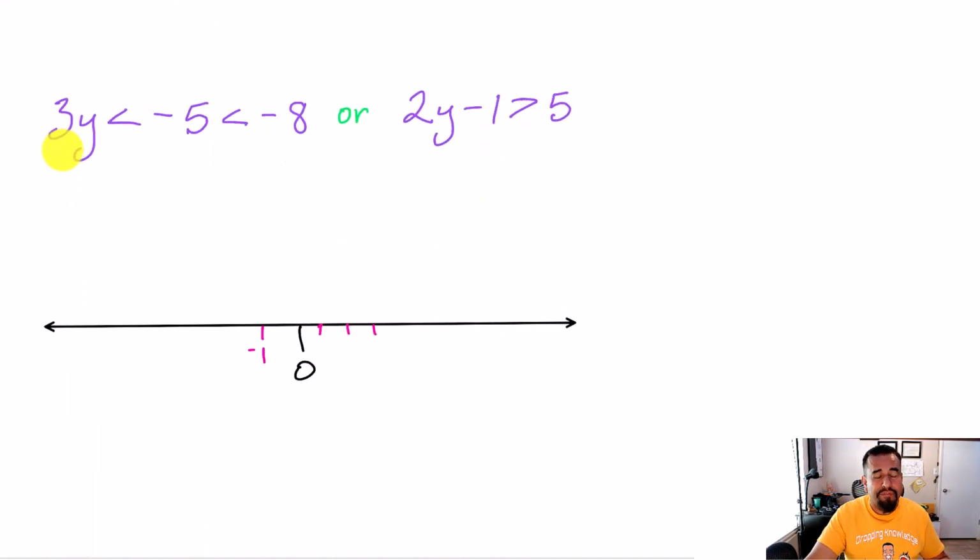Now we have a coefficient, and we have a couple of constants. And notice, we no longer have the word and. Now we have the word or. So what would this look like? The first thing we have to do is simplify each inequality. So let's start on this side and simplify this.